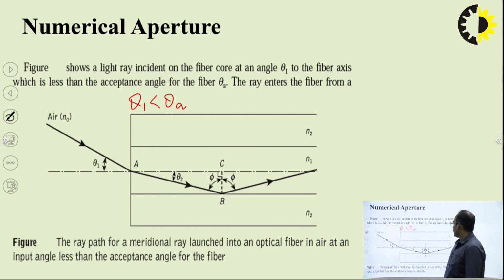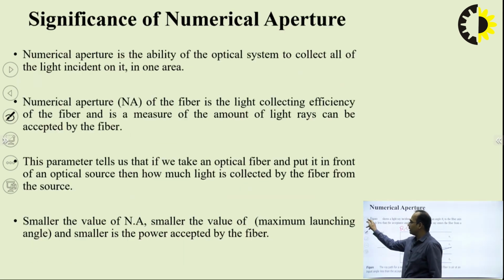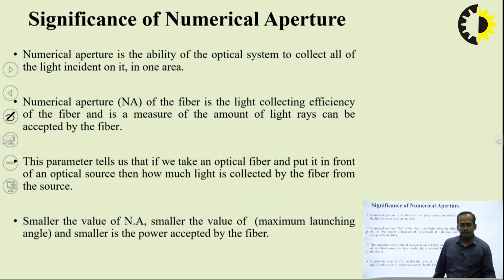So, this ray enters into the fiber, and numerical aperture. What is the numerical aperture? Numerical aperture is the ability of the optical system to collect all of the incident light on it. So, this is the ability of the optical system to collect the incident light on it in one area. From where can we collect all the light? We can collect all the light if I have the proper acceptance angle.